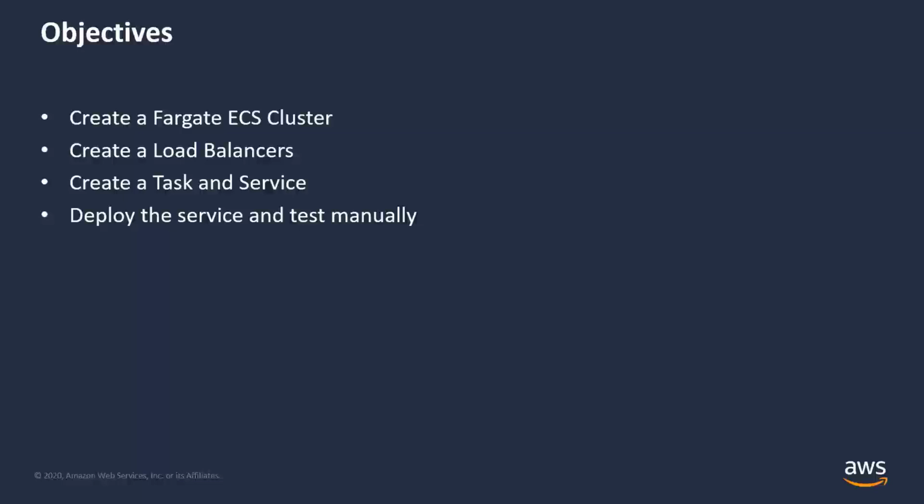We'll need to create a task and a service definition to use for our deployments. Finally, we'll deploy our initial service manually using the AWS command line to make sure everything is working correctly before we start wiring up the continuous delivery. Now let's head back to the AWS console.